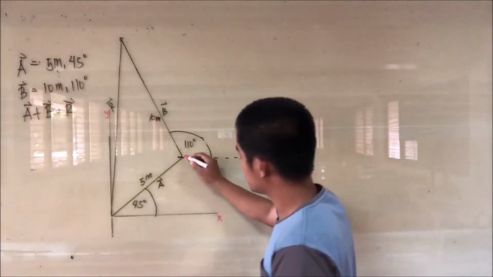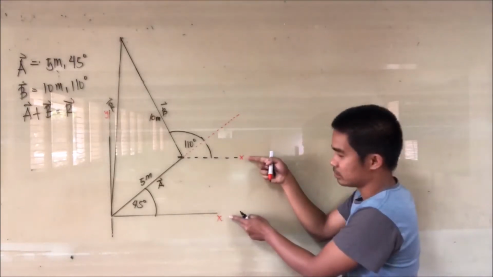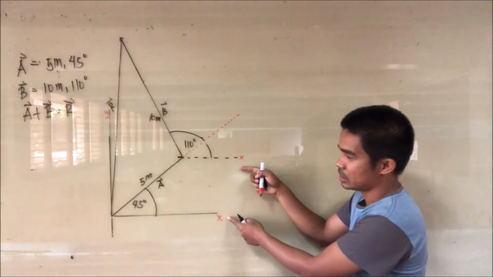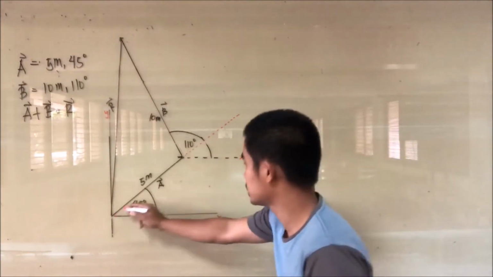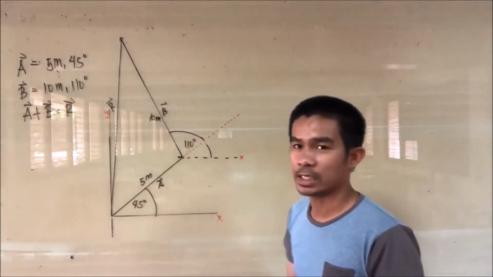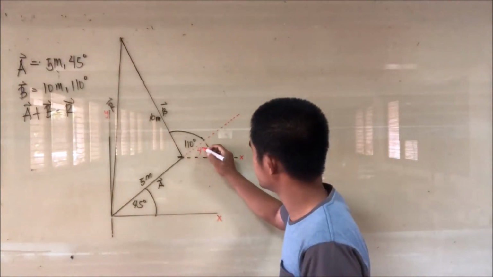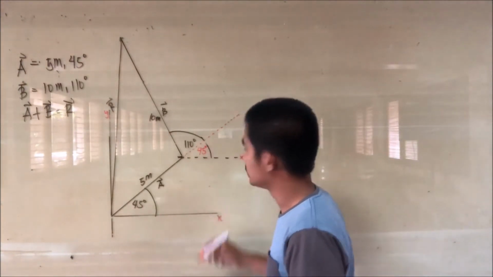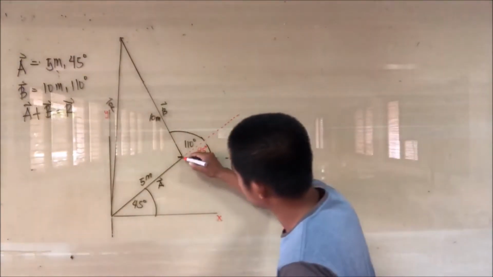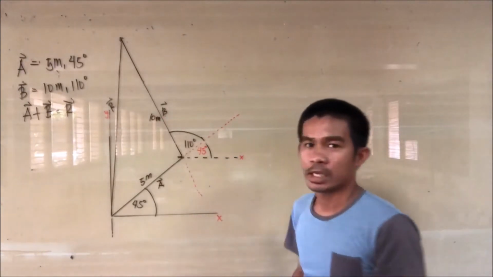Now if I'm going to extend this line, and these two lines, both x-axis, are parallel to each other, so it means we have corresponding angles. The parallel lines are cut by a transversal. So if this is 45 degrees, this is also 45 degrees. Corresponding angles are congruent.